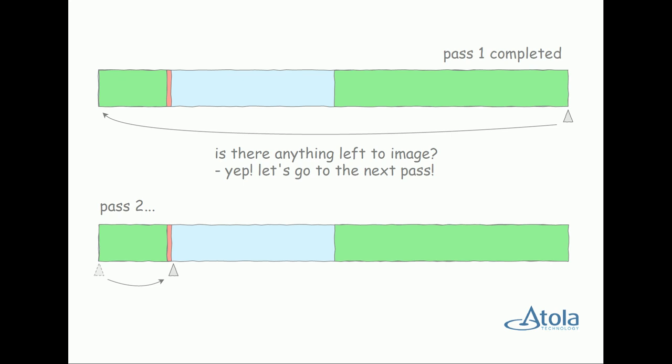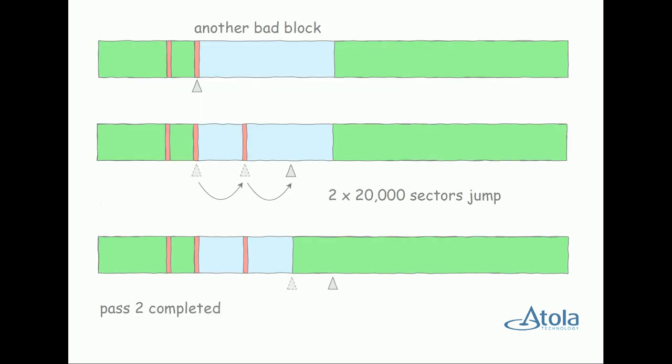Once the first pass is completed, TaskForce returns to the problematic area of the drive and spends a little more time, as defined in the timeout settings, to read data in this area. Should it encounter another bad sector in this area, it will make a smaller jump by 20,000 sectors. On each subsequent pass, TaskForce will be allocating more time to read a bad sector and making smaller jumps to narrow down the bad areas of the drive and efficiently read data from the good ones.